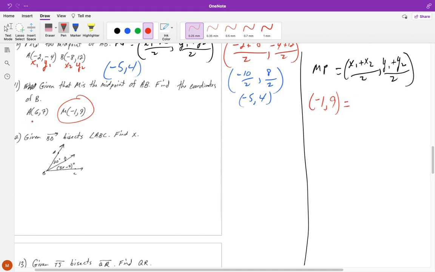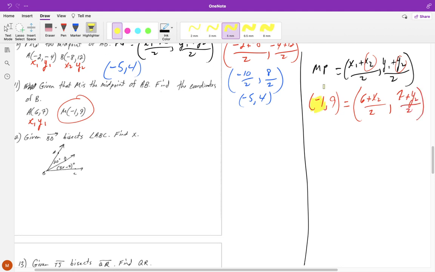And now when I go to plug in my x1 and y1, I only have an x1 and y1 to plug in. So it means I'm trying to find what my x2 and y2 is. So I'm going to go ahead and plug this in. So we have 6 plus x2 over 2, and we have 7 plus y2 over 2. So now I know that this x value is generated from this here. So that means I can set them equal to each other.